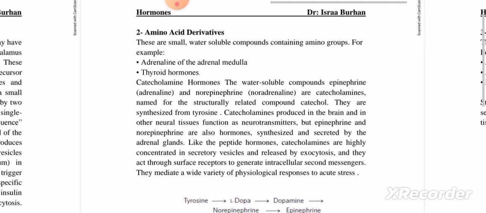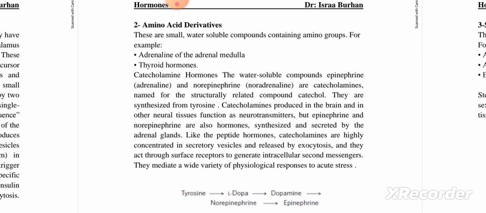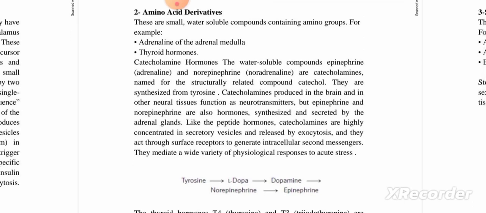Second, amino acid derivatives. These are small water-soluble compounds containing an amino group, for example, adrenaline of the adrenal medulla, and thyroid hormones. Catecholamine hormones are water-soluble compounds, epinephrine and norepinephrine. Catecholamines are named for the structurally related compound catechol. They are synthesized from tyrosine. Catecholamines produced in the brain and other neural tissue function as neurotransmitters, but epinephrine and norepinephrine are also hormones synthesized and secreted by the adrenal gland.